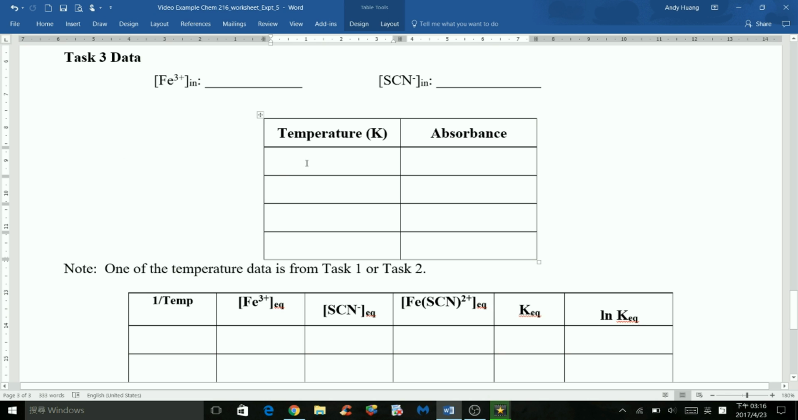This one should be around 10 degrees Celsius. This one is the room temperature, which you should have this value already from task 1 or 2, and the absorbance here should be around 0.5. This value here should be 30 degrees Celsius. Make sure you convert that into Kelvin, and this one is 40 degrees Celsius.